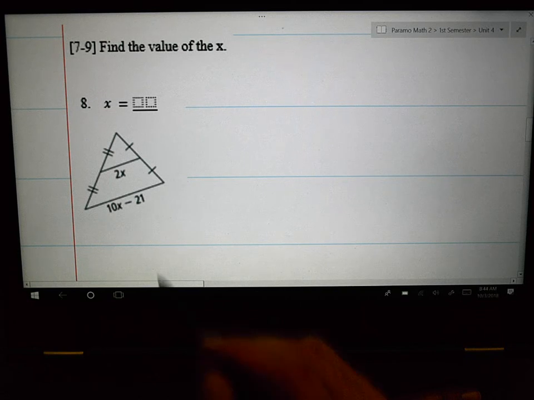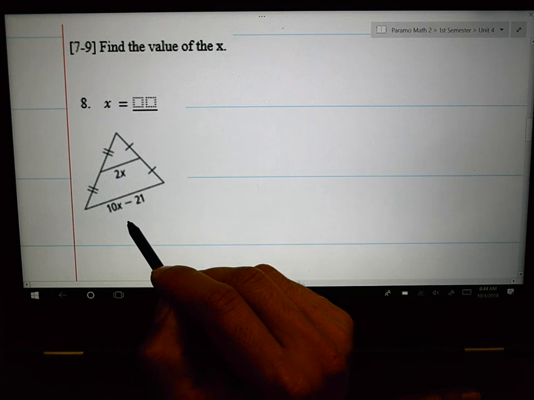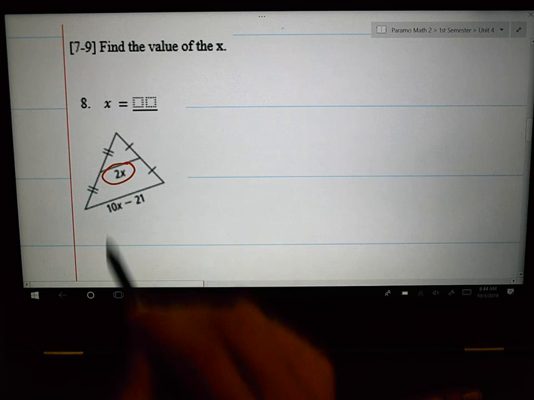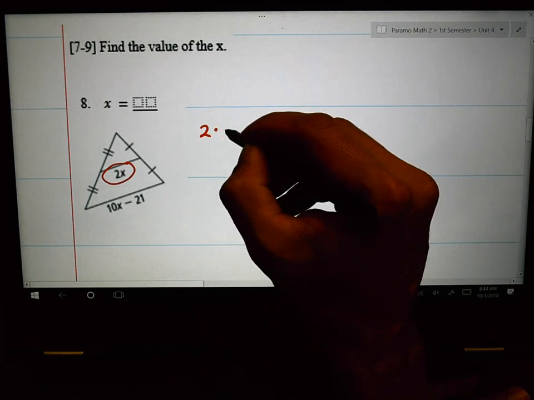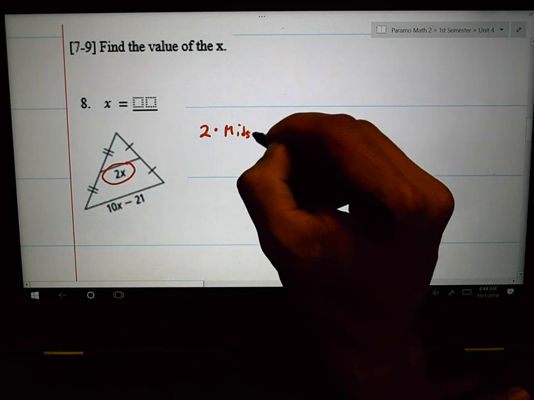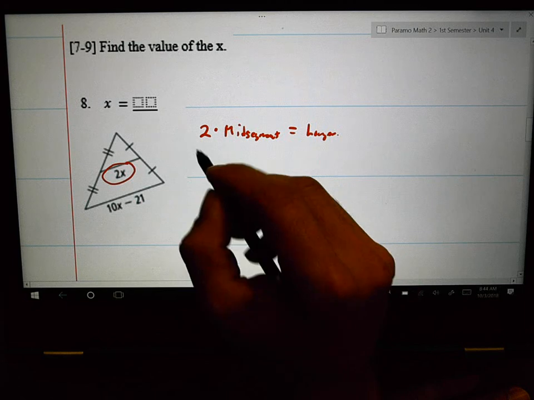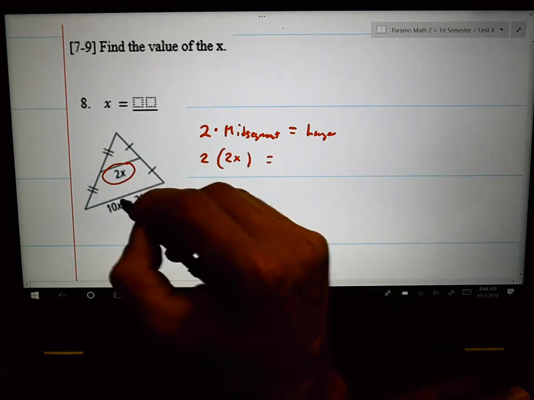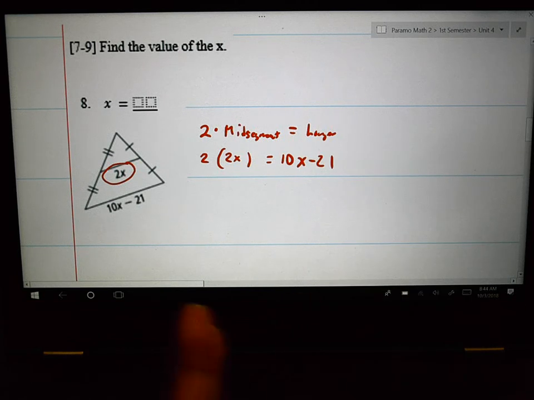No. You could either take half of this, which sometimes isn't the easiest thing to do, or you could double this. And in this case, I think that if I wanted them to be equal to each other, I might double the midsegment to equal the longer segment. So if I double this 2x, that should be equal to this 10x minus 21. They're not the same until you double it or multiply it by 2.